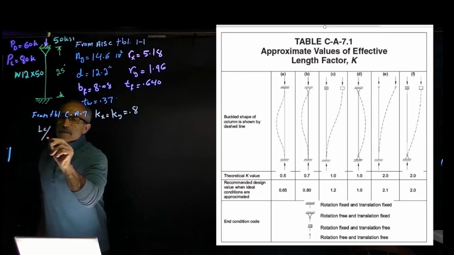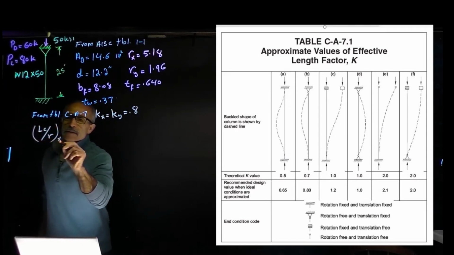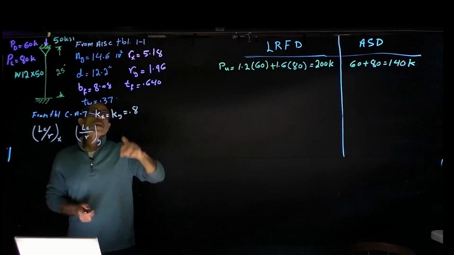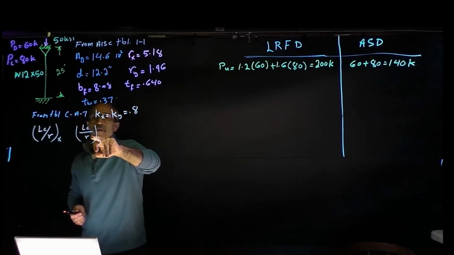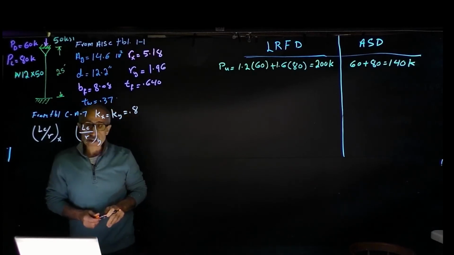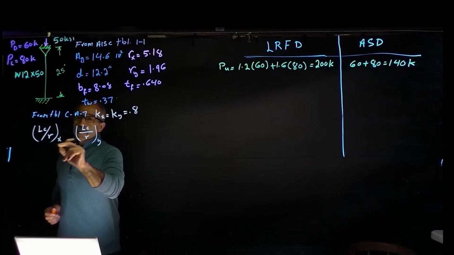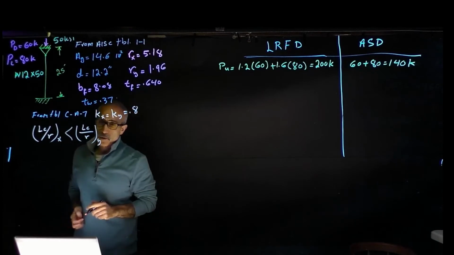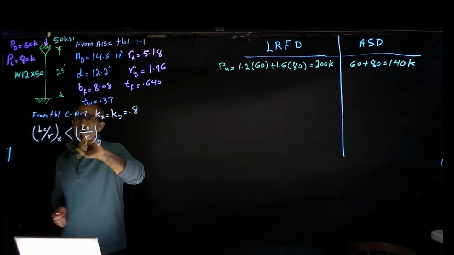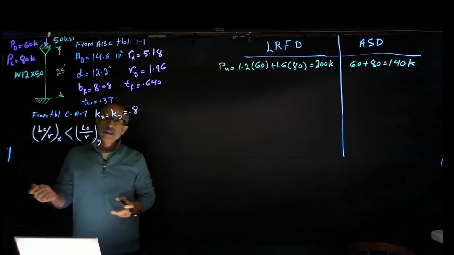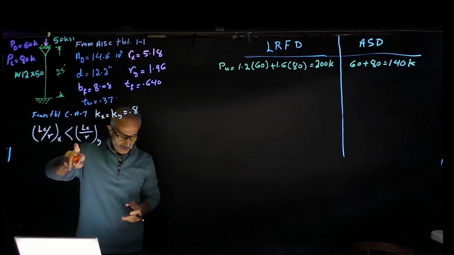Once we have that, we want to find out which axis is going to control: Lc divided by r in the x direction, or Lc divided by r in the y direction. Now we're going to look at here. See, ry is smaller, therefore this number is going to be larger. Because y is bigger, that's going to control. So the bigger number controls here: Lc over r in the y direction is bigger than Lc over rx, and we're going to go ahead and calculate this one.